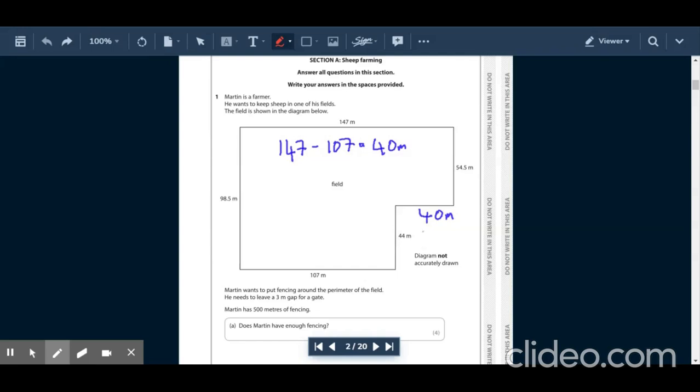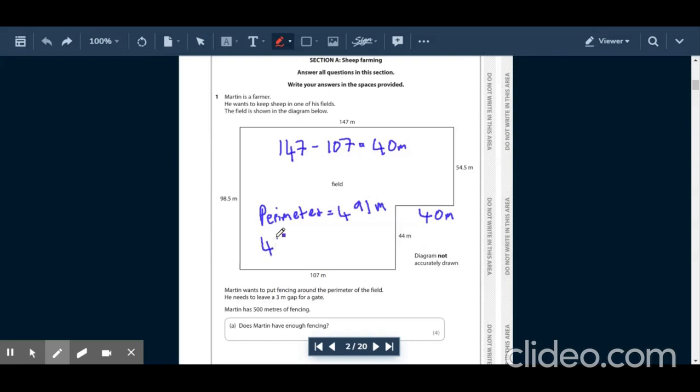So 4 plus 40 plus 5. So we add all those together, all of these lengths, the total perimeter is 491 meters. The last thing we need to say is he needs to leave a 3 meter gap for a gate.